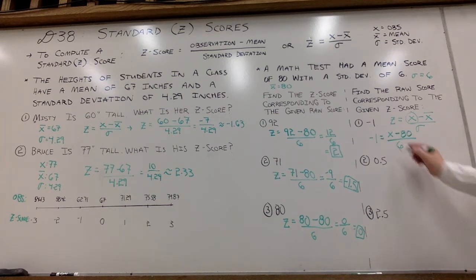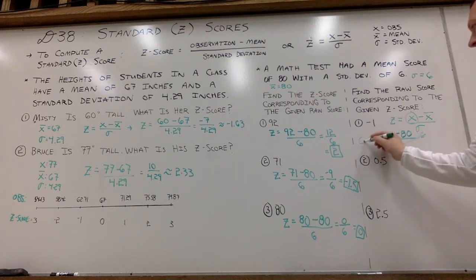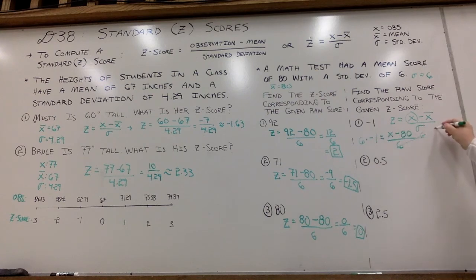So first thing I'm going to do is get rid of the fraction bar with multiplying both sides by 6. 6 times -1, -6 will equal x minus 80. And then I'll add 80 to both sides. 80 minus 6, 74 would be that student's raw score. Again, if they have a negative z-score, that should make sense to you that, oh, it's a negative z-score, they are below average.